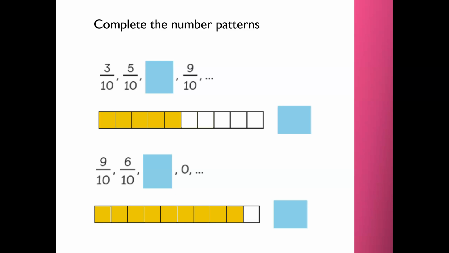We can find the missing fraction by shading another 2/10 on the bar model, or simply by counting on 2 more tenths. The missing fraction is 7/10. The second sequence here is decreasing. Starting at 9/10, if we count down to 6/10, we see that there is a difference of 3/10. If we count down another 3/10, we can see that the missing fraction is 3/10.